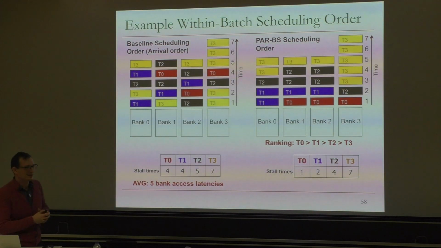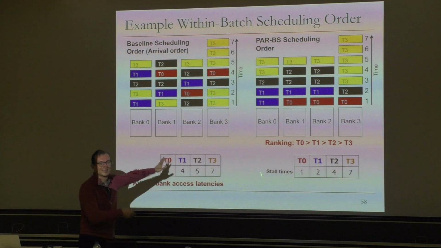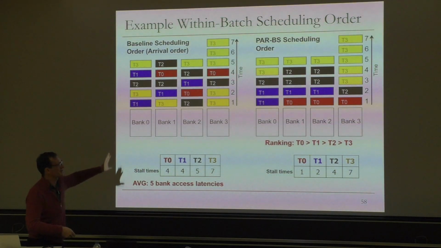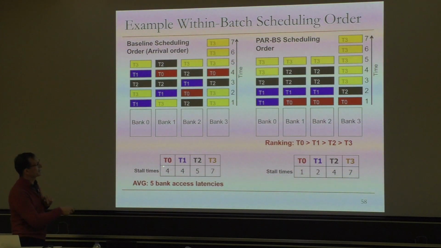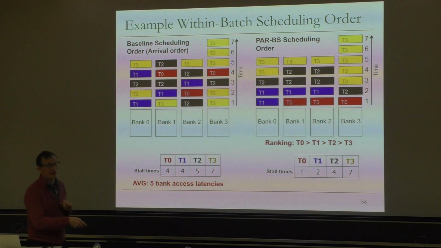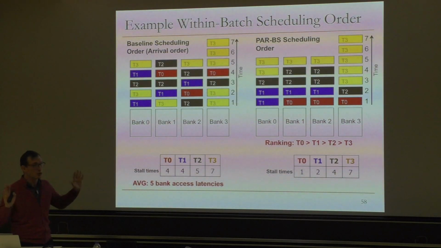That's the idea. If you don't have row buffer conflicts, actually, this is good. If you don't have row buffer hits, this is good. So you can see that we reduced the stall time significantly for thread 0 and thread 1, and a little bit for thread 2, and we didn't impact the performance of thread 3 within this batch. So this is a local view.